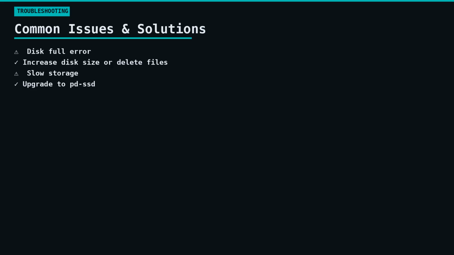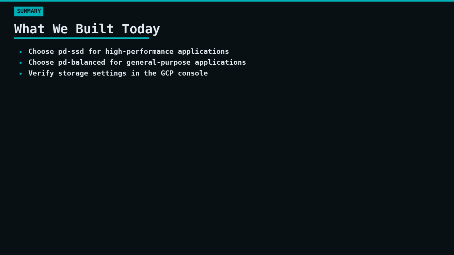In summary, we learned about GCP pd-ssd and pd-balanced storage. We created a virtual machine instance and a persistent disk, and we chose the right storage type for our needs. We also verified our storage settings in the GCP console. By following these steps, you can make informed decisions about your cloud storage needs and choose the right storage type for your applications.